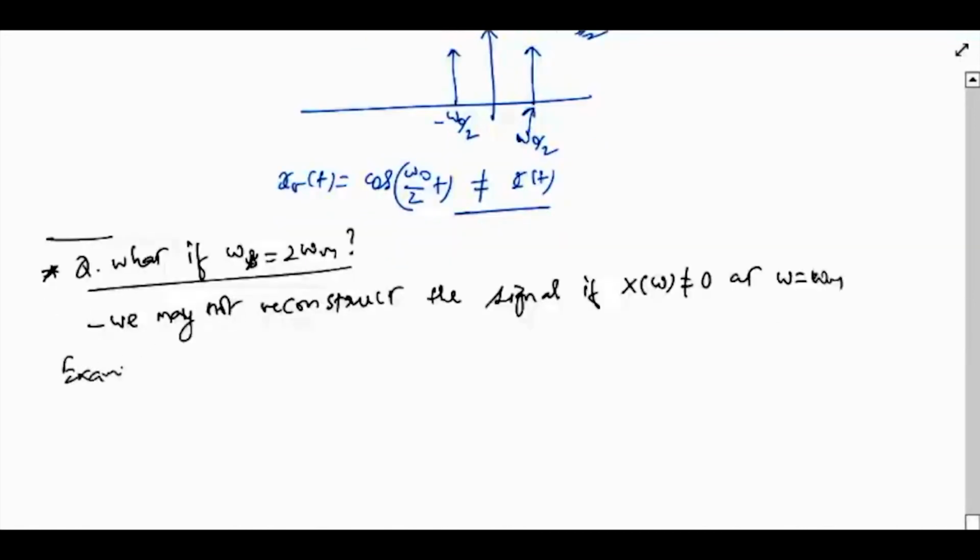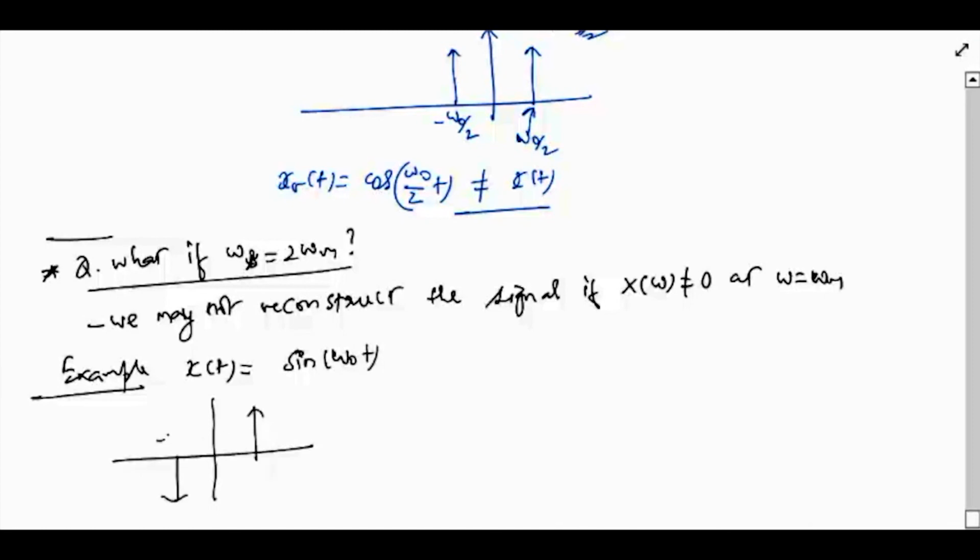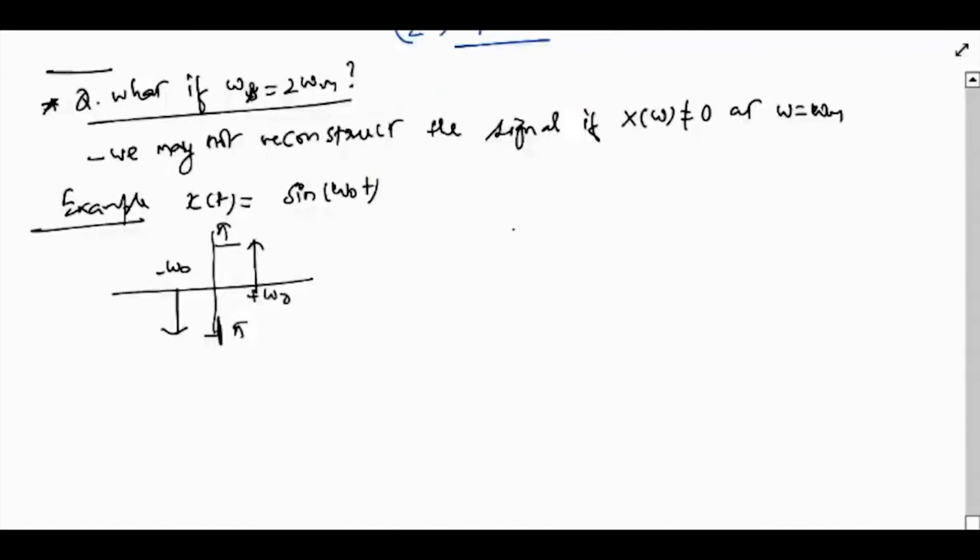So let us consider x(t) to be equal to sin(omega naught t) in this case. Notice that X(omega) will be as follows. This is minus omega naught, this is plus omega naught. These amplitudes as before are pi and minus pi respectively. Now in this case, if I use omega s equal to 2 omega naught, Xp(omega) will be obtained as follows.